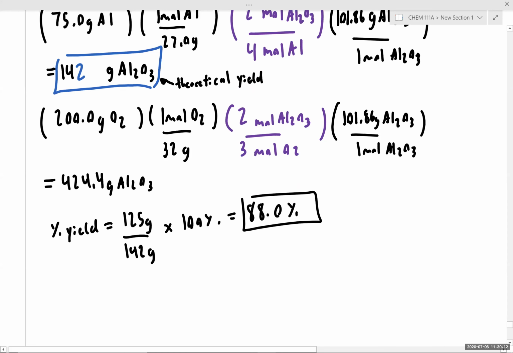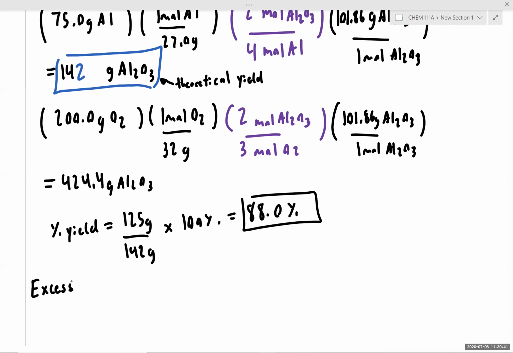Okay, we have one more thing to do. We need to calculate our excess reactant. Just to get a feel for what the class thinks, is percent yield pretty hard to calculate, or is it not too bad? Yeah, percent yield doesn't look too bad. It's just isolated over theoretical.